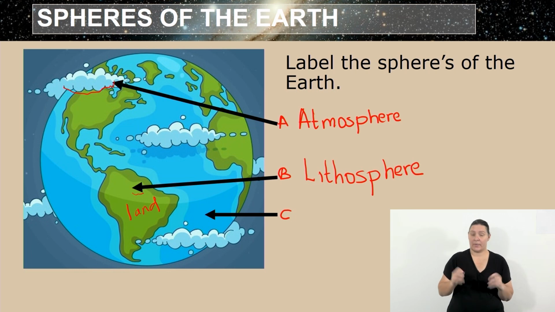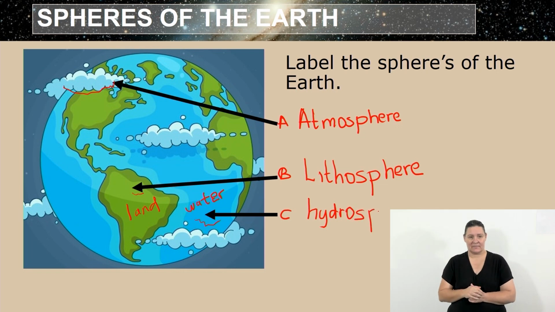Okay, and when we look at point C, it's pointed where we see some blue color, and we know the blue color is associated with the water from the ocean. So where there is water, we can associate the water with the hydrosphere.